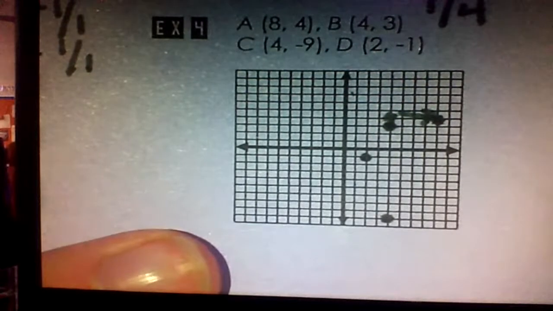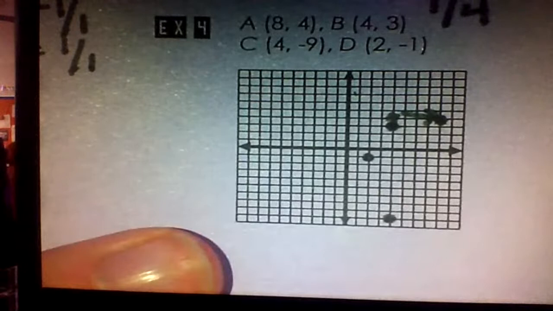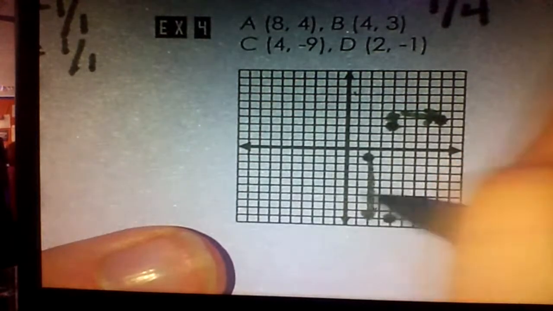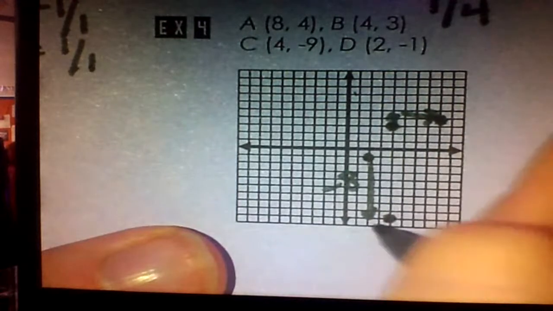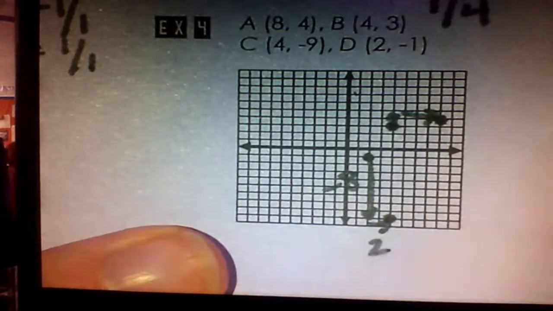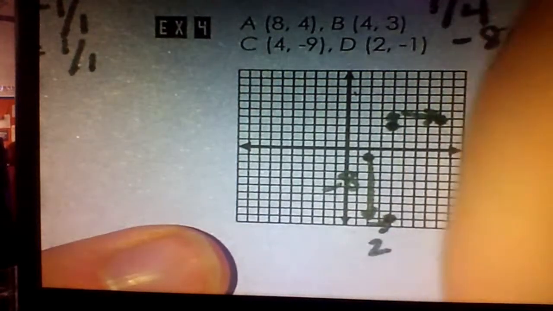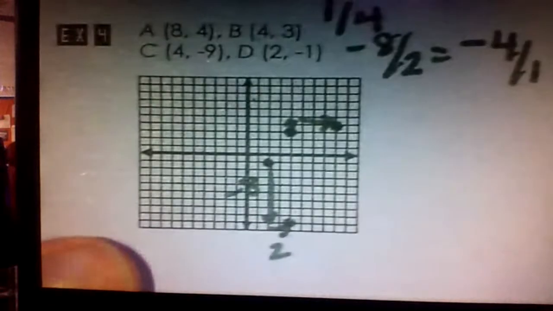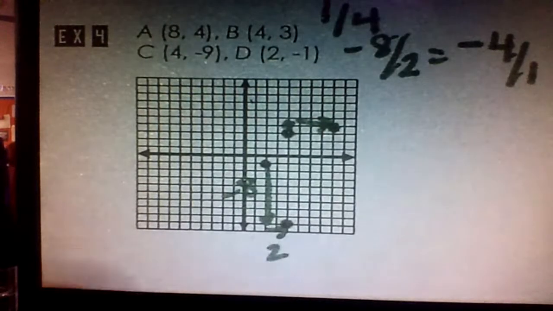I know. I'm sorry. Okay, C to D. Here's your 2 points. We go down by 8, so minus 8, and to the right by 2. So negative 8 over 2, which is negative 4 over 1. Would you say that these are perpendicular? Yes. We've got a positive and a negative. One is 1 over 4, the other one is 4 over 1.